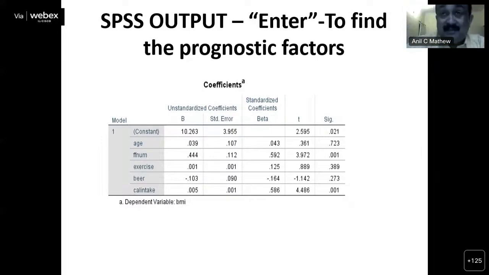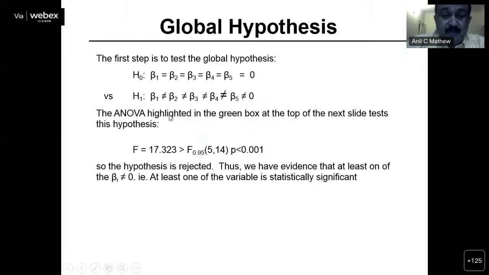Like some children will come and tell us good news, that somebody is coming or some cake is coming. In that way, this is good news for us that one of the variables is going to become statistically significant. So the ANOVA highlighted in the green box at the top of the next slide tests the hypothesis. In this scenario, the F value is 17.323 and the p-value is statistically significant, indicating evidence that at least one of the beta values is statistically significant.